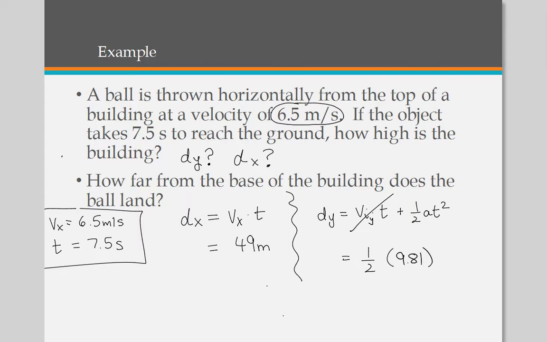9.81, and the time, 7.5 squared. This formula, don't forget to square it. Many people will say, I did everything right, but I don't know what I did wrong. And then I try to troubleshoot their page, and I just find out that they forgot to square. So don't forget that square. It's a common mistake. 276 meters. So you could go to two significant digits, 2.8 times 10 to the 2 meters.